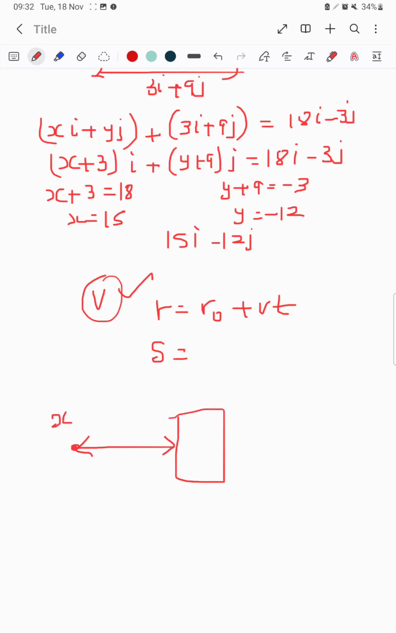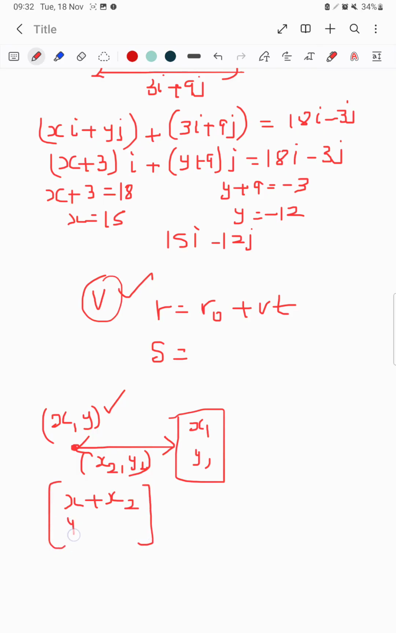For example, if this is the x, y point and this is the x1, y1 point and the displacement is x2, y2, so you can do x plus x2. Basically it is to be represented in I and j; for short, I have written it this way. So x plus x2 and y plus y2 is equal to x1 and y1. So if you know any two of these pairs, you can find the third one.